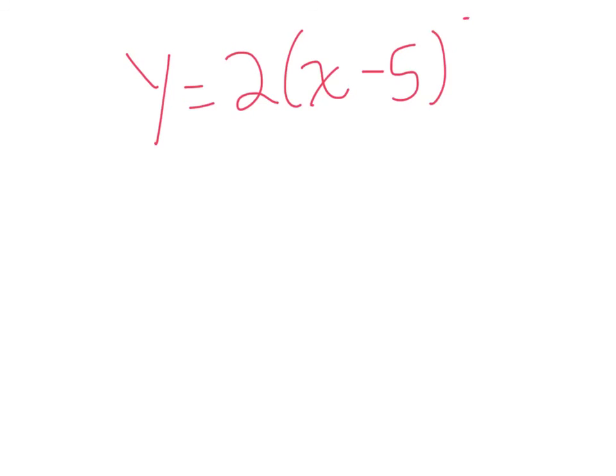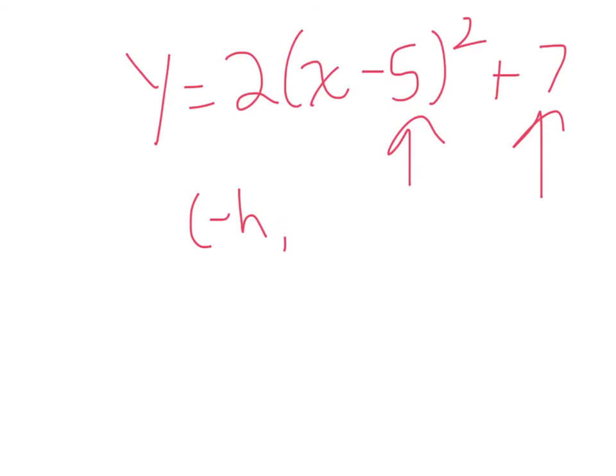What information? Review here: 2x minus 5 squared plus 7. This is vertex form, so what information is going to be given to you? It's going to be called the vertex, which is the H and the K. But now we got to remember, it's the opposite of H and K, so the vertex is going to be at 5, 7.